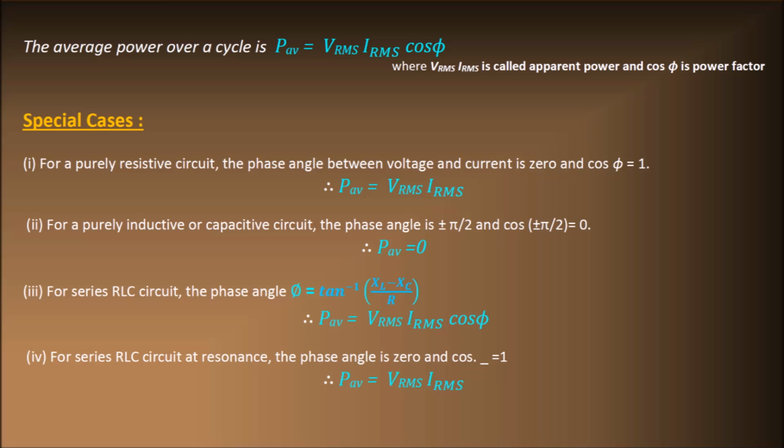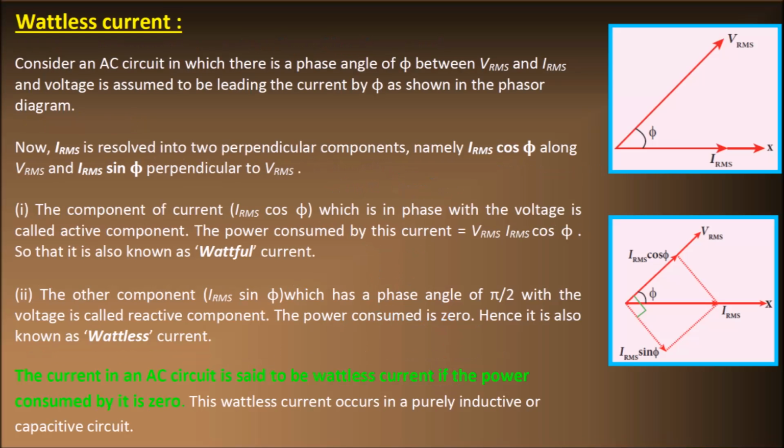The next topic is wattless current. By making use of the idea of power in a circuit, we can also find the type of current flowing in it. There are two types, namely wattful current and wattless current. We'll see how to name it. In order to find whether the current is wattless or wattful, we consider a circuit in which there is a phase angle of phi between Vrms and Irms, and the voltage is assumed to be leading the current by phi as shown in the phasor diagram.